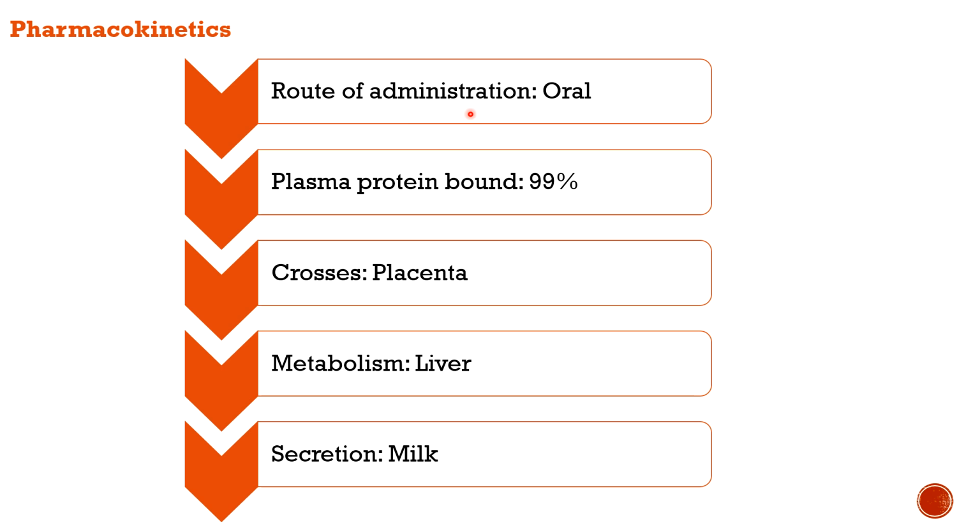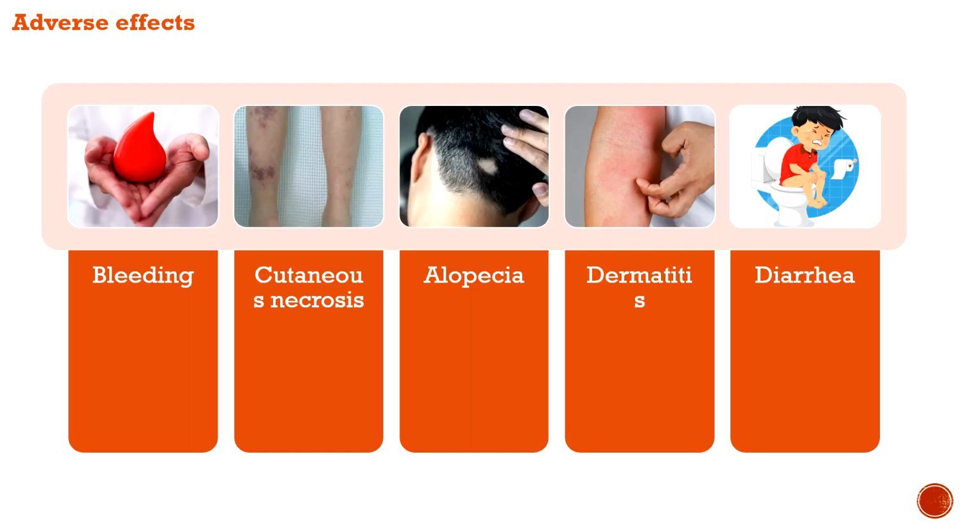Pharmacokinetics: it is administered orally, and 99% of the drug binds to plasma proteins. So a longer duration of action can be observed, and it crosses the placenta, so we should avoid it in pregnancy. It is metabolized in the liver and secreted through milk, so we should avoid it in case of lactation.